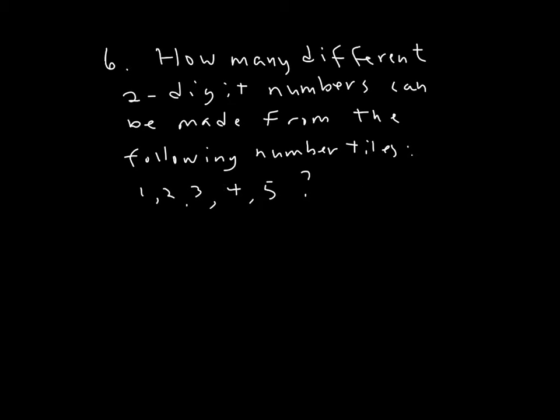Number 6, how many different 2-digit numbers can be made from the following number tiles? 1, 2, 3, 4, and 5. So we're trying to calculate a permutation because order matters here. We have 5 things and we're taking 2 at a time. This is a quick way to do this. How many can you pick for the first digit? That would be 5. How many for the second digit? 4. So the total would be 20.